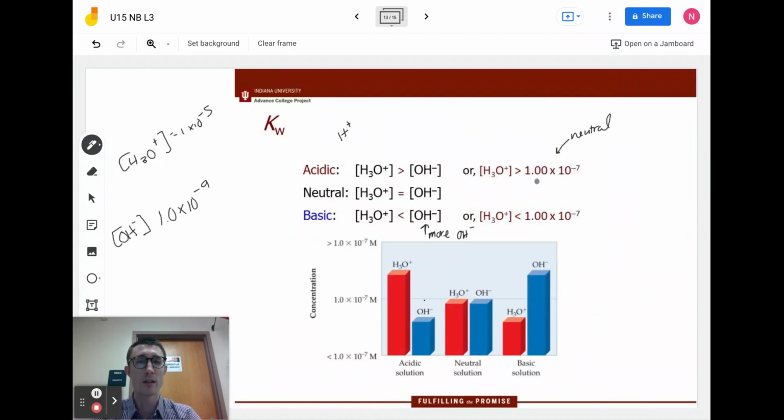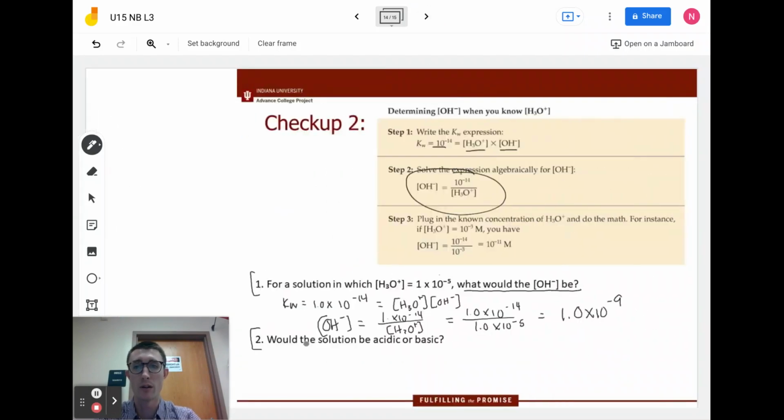And now we can just classify this. And what's our H3O plus? Our H3O plus is greater than 1 times 10 to the negative 7th at 1 times 10 to the negative 5th. So we got to think about these scientific notation. Or, okay, H3O plus is greater than OH minus. So this would be an acidic solution. Okay, so this would be acidic, because concentration of H3O plus is greater than concentration of OH minus. Okay, so that was the second checkup for how to do this.